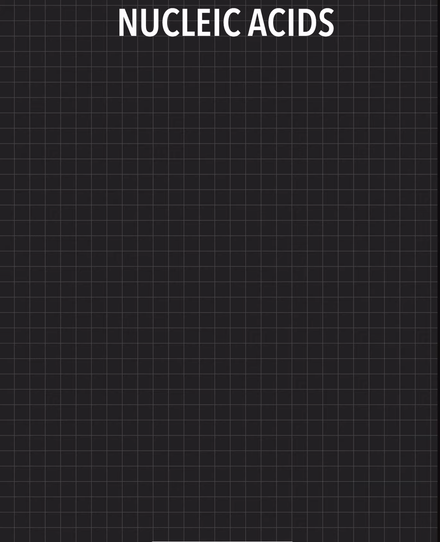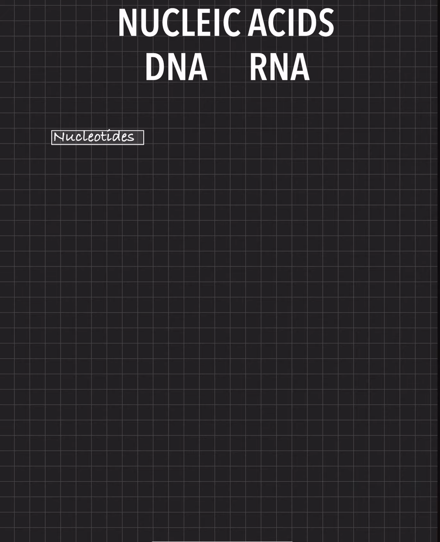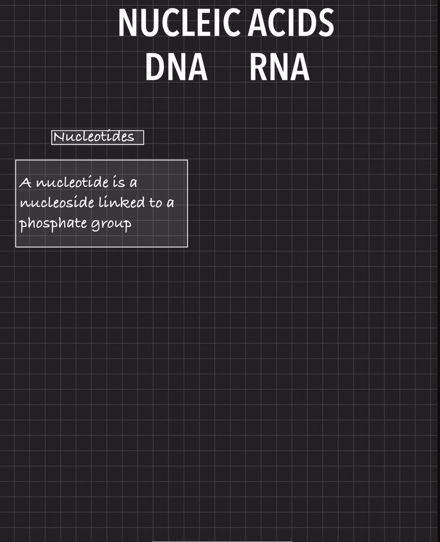So when you hear about nucleic acids, the two main types of nucleic acids are DNA and RNA. Okay, but now let's take a step back and look at nucleic acids in general. Well, nucleic acids are made of something called nucleotides. And now you're going to be like, what are nucleotides? So a nucleotide is a nucleoside linked to a phosphate group.